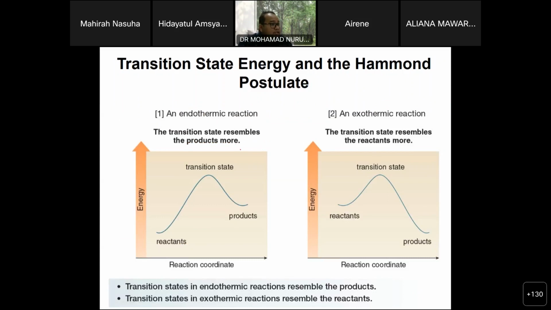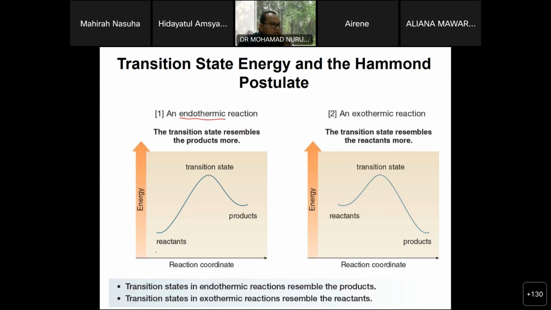If we see here, if you remember chapter 6 again, there are two types of energy diagram. The first one is the endothermic reaction. In the endothermic reaction, the transition state resembles the product more, because the activation energy is lower. For the exothermic reaction, the transition state resembles the reactants, so it goes back toward the reactants compared to the endothermic reaction.